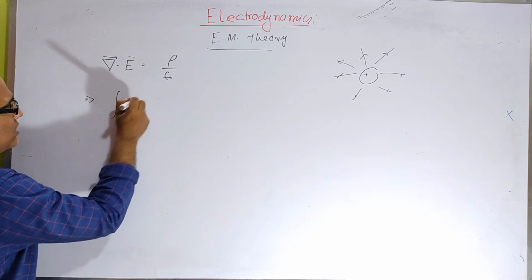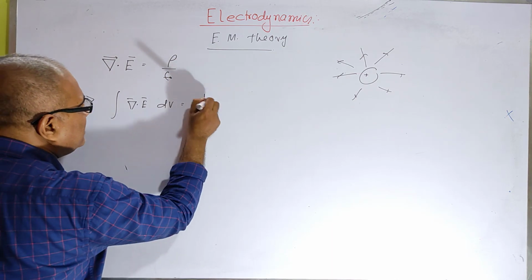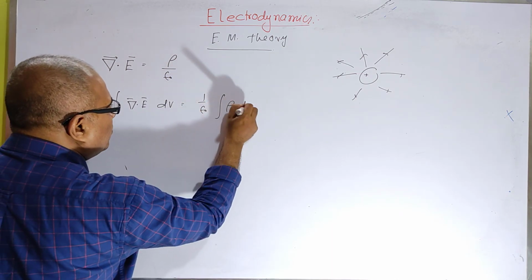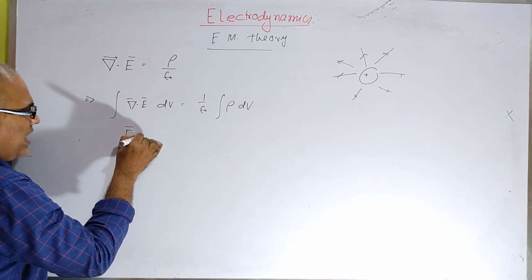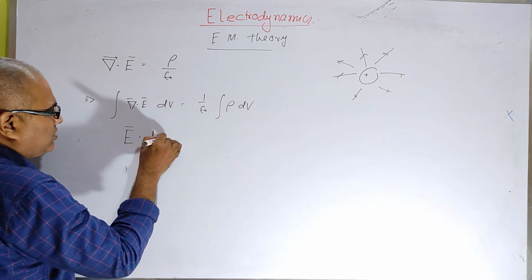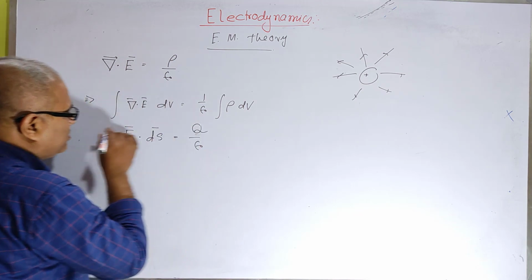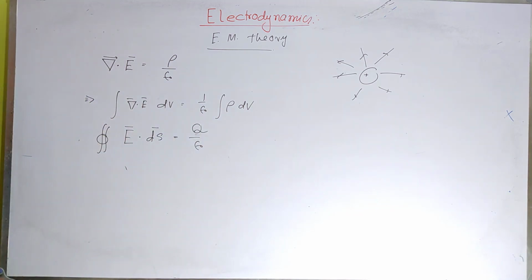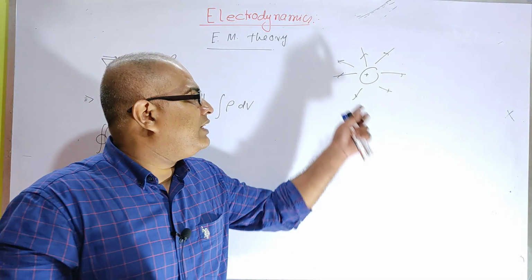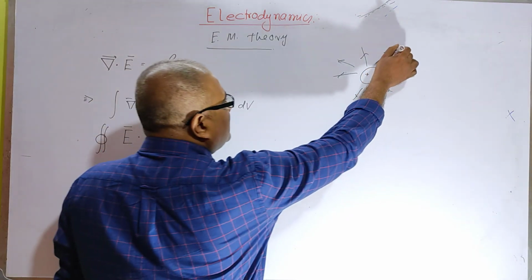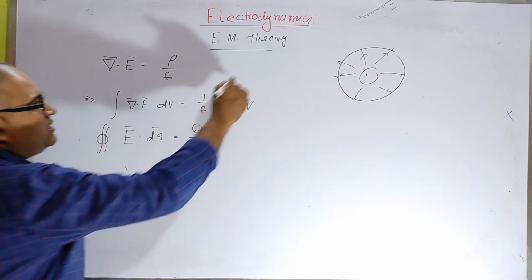volume integrations all over. So this will give you integral of divergence of E dV equals 1 by epsilon naught integral of rho dV. After the divergence theorem, this will give you the surface integral of E dot ds equals Q by epsilon naught. So basically it measures the number of electric flux. Total electric flux you can calculate by E dot ds equals Q by epsilon naught. That is the first equation.